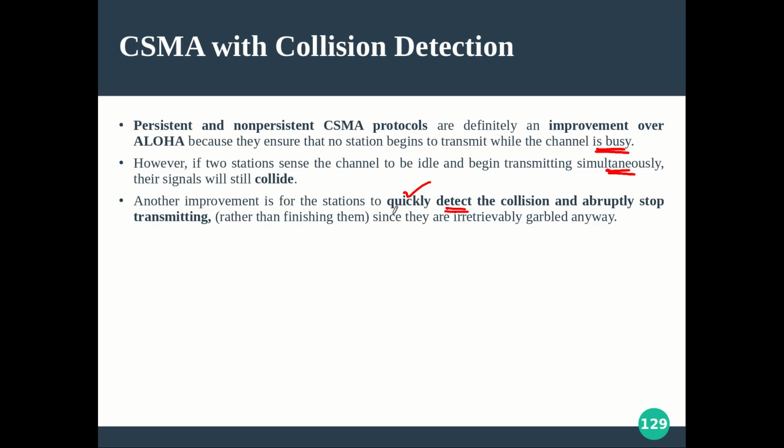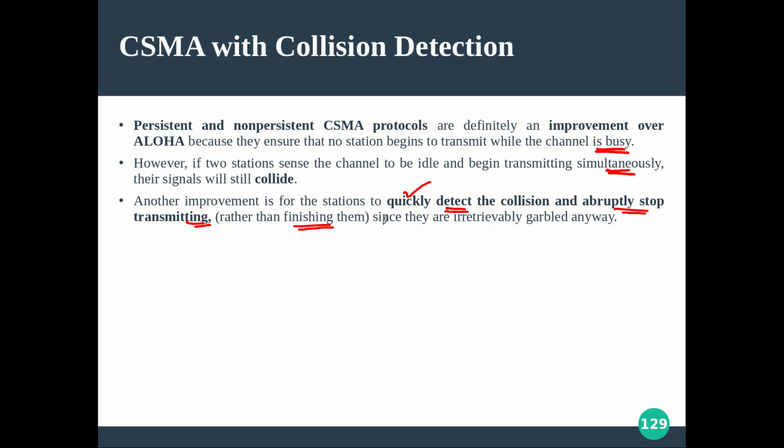Instead, if you have some extra mechanism by which you can quickly detect the collision and abruptly stop, then you can avoid the unwanted sending of the further part of the message. That is the idea: try to detect the collision quickly and abruptly stop transmitting rather than finishing. Even though the data got collided, you may keep sending, because some part of the data collided but you don't know about it.